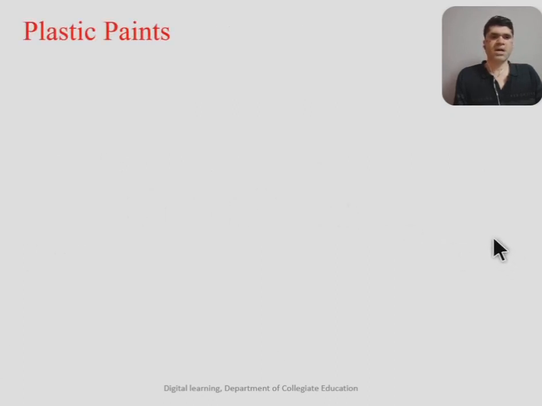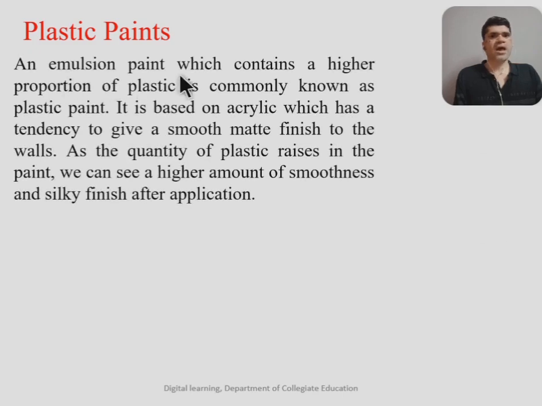Next we will move to plastic paints. An emulsion paint which contains a higher proportion of plastic is commonly known as plastic paint. It is based on acrylic, which has a tendency to give a smooth matte finish to the walls. As the quantity of plastic rises in the paint, we can see a higher amount of smoothness and silky finish after application.